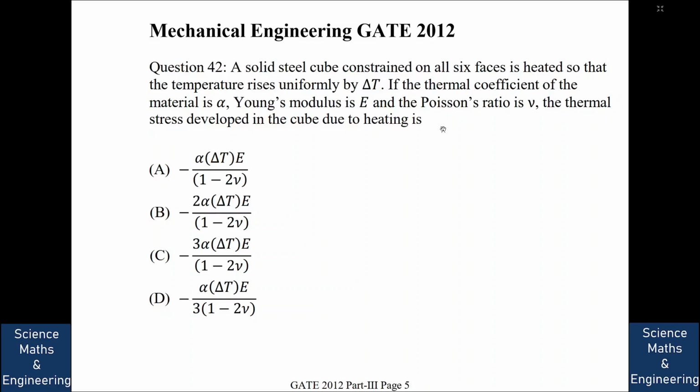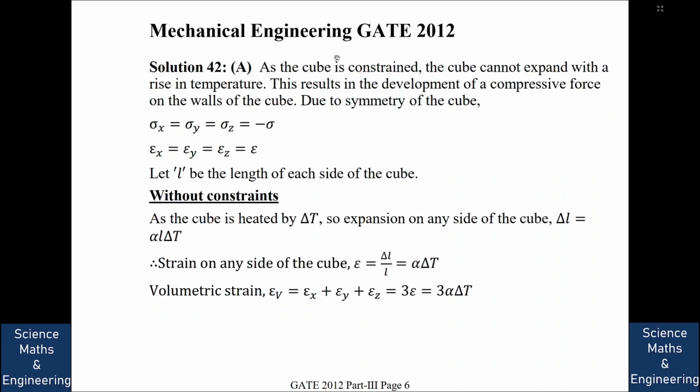Okay, so the answer is C. Now the cube is constrained, so the cube cannot expand with a rise in temperature. This results in development of a compressive force on the walls of the cube. Due to symmetry of the cube, sigma x equal to sigma y equal to sigma z is equal to minus sigma. Now epsilon x equal to epsilon y equal to epsilon z equal to epsilon. Okay, this is the strain.